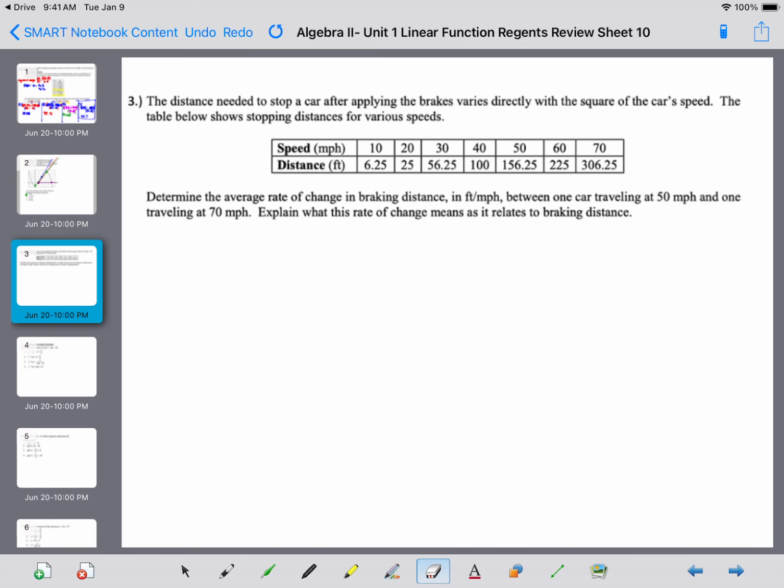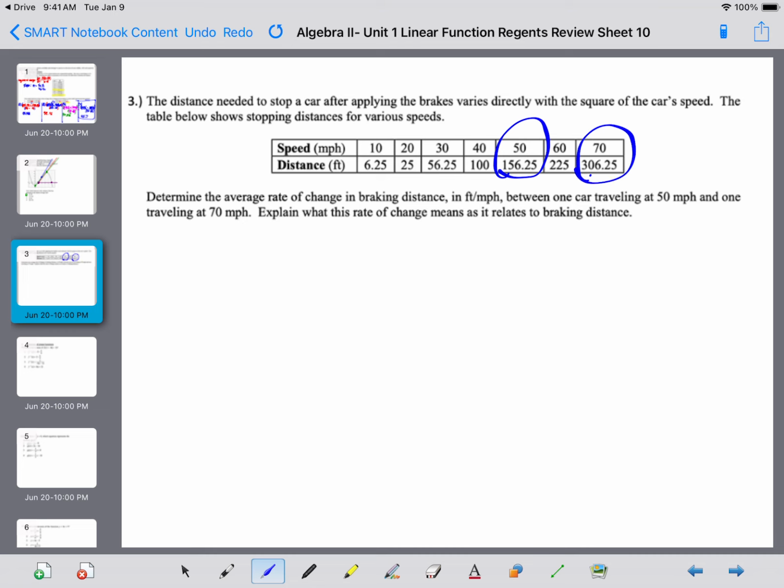Okay, we have another average rate of change question. The distance needed to stop a car after applying the brakes varies directly with the square of the car's speed. We're given a table of values. Determine the average rate of change from 50 miles per hour to 70 miles per hour.